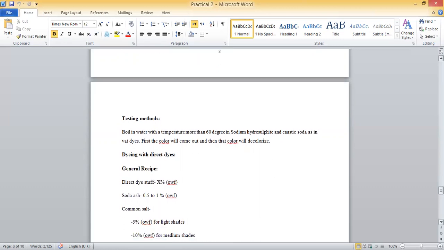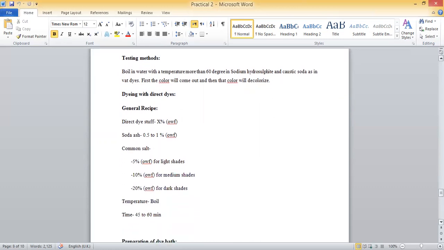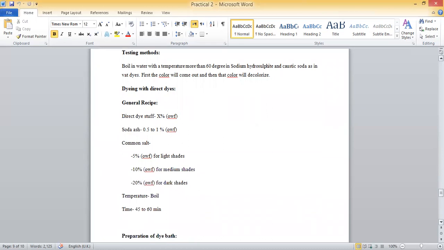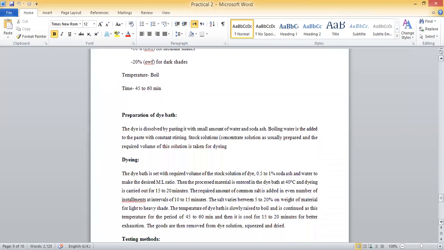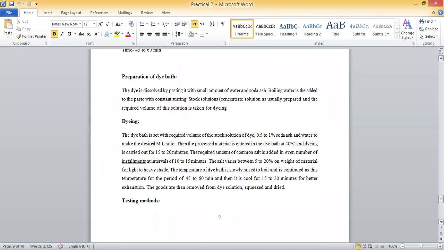Last but not the least, we have direct dye. So a general recipe of direct dye is shown below. Now we'll head towards its dye mechanism. First of all, we'll have to prepare the dye bath, and then we'll have a look at the dyeing process. The dye bath we just prepared is set with the required volume of the stock solution of the dye, 0.5 to 1% soda ash and water to make the desired liquor ratio.